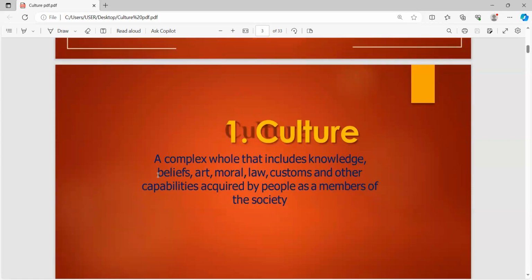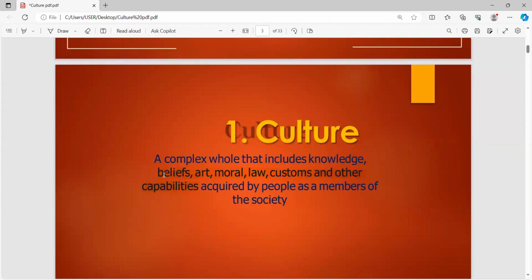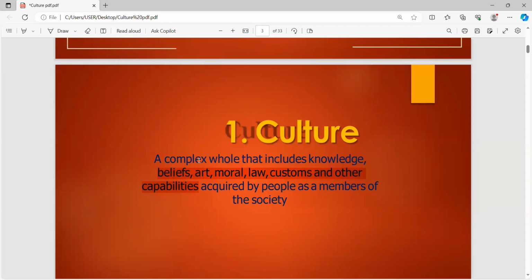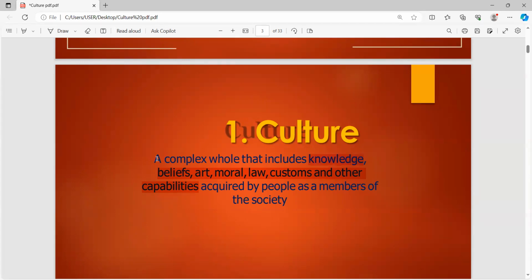So culture includes these things: beliefs, art, moral, law, customs, and other capabilities, and also knowledge acquired by the people in the society. So this is something complex. It's a combination, which includes beliefs, art, moral, law, customs, and other capabilities.